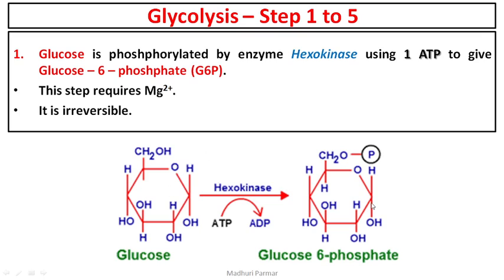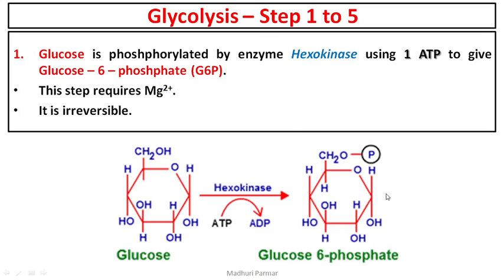This reaction is not reversible. Okay, it is irreversible. Why? Because you are using energy for this process. So it is an endergonic reaction. You are using energy. Clear? So wherever, whatever reaction where there is input of energy, it is mostly irreversible. Clear? So glucose to glucose 6 phosphate.